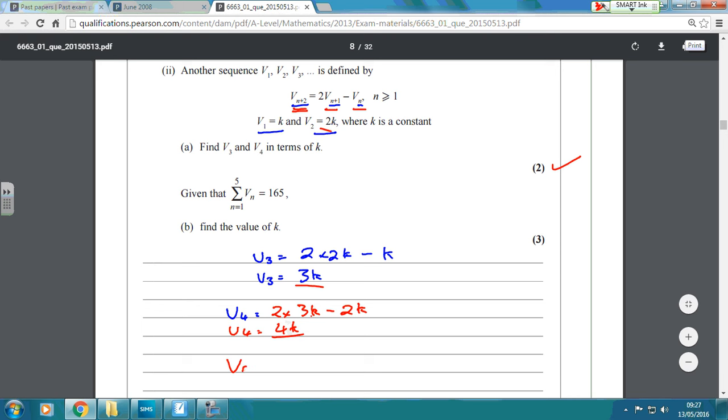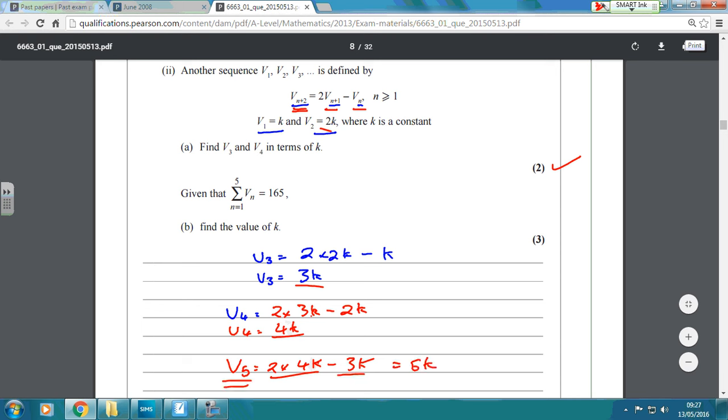So let's have a look at V5. So that's going to be 2 lots of the term before, which is going to be 4K. Take away the one before that, which was 3K. So that's going to be 8K, take away 3K, which equals 5K.